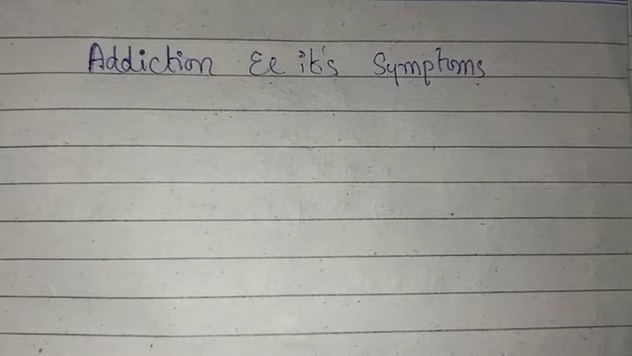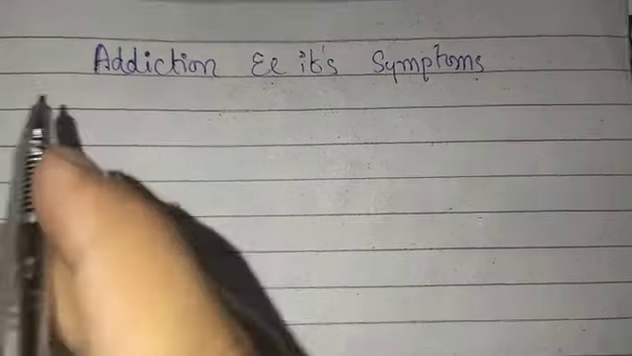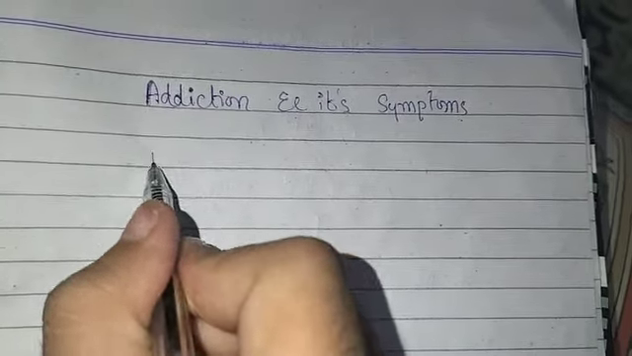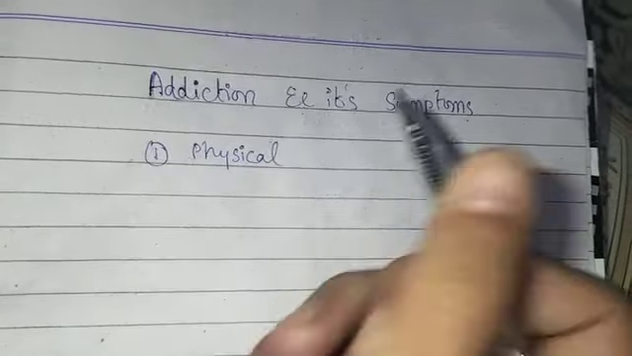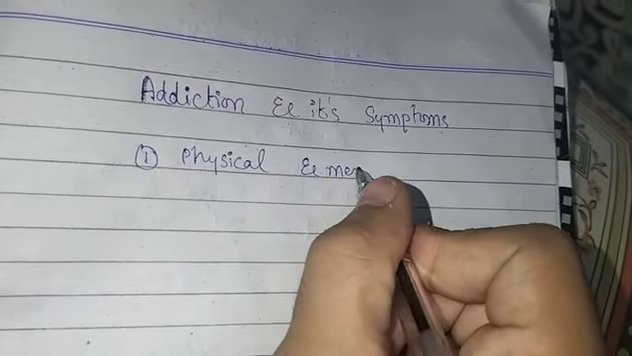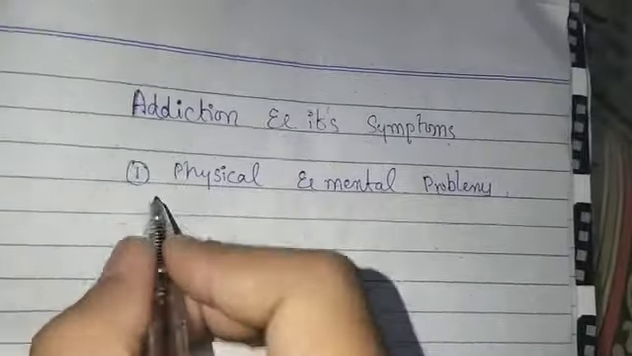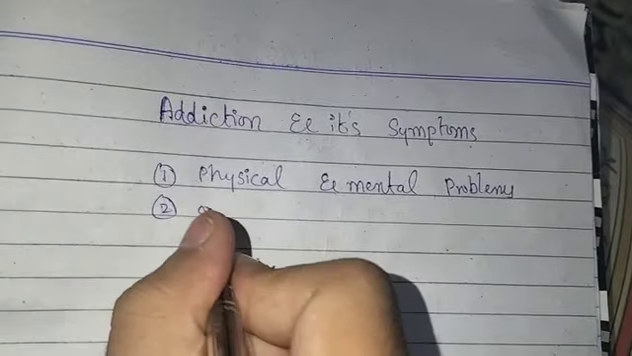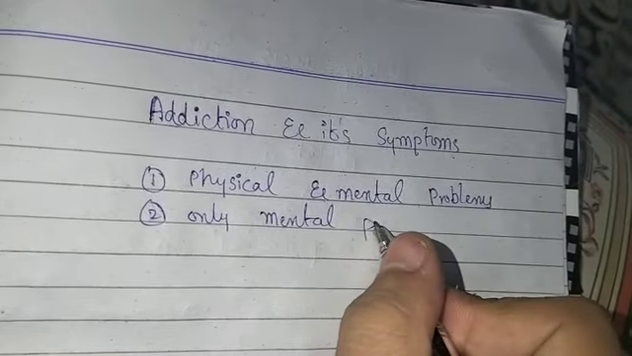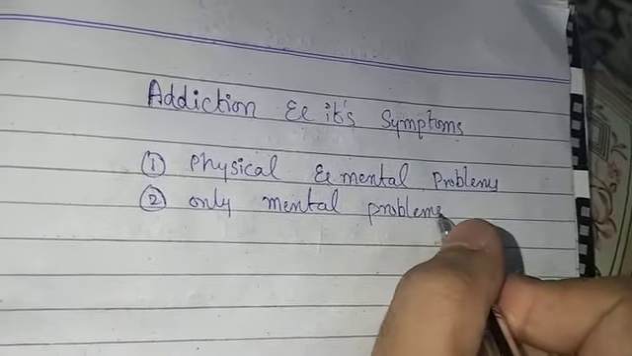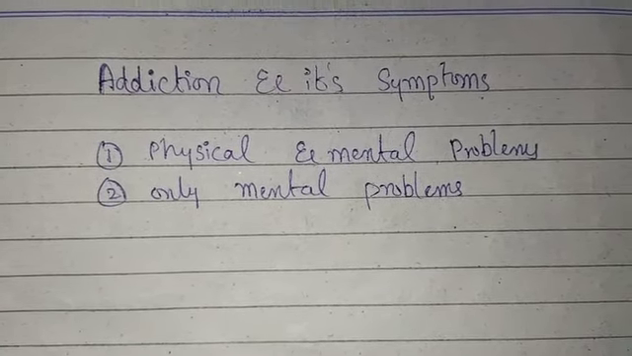So in this video we will discuss addiction and its symptoms. Basically we have two types of addiction. First, physical and mental problems, and the second, only mental problems, or psychological dependence.